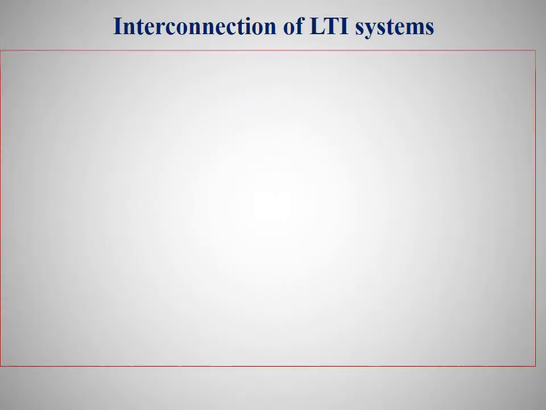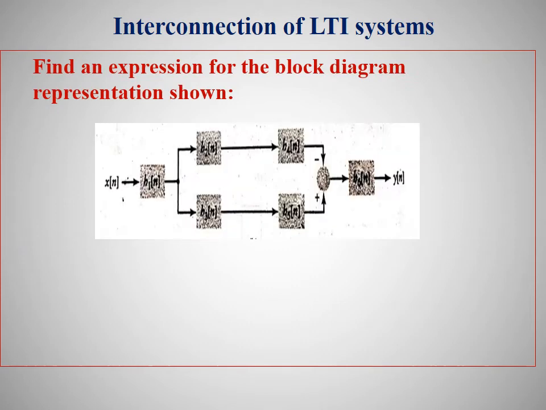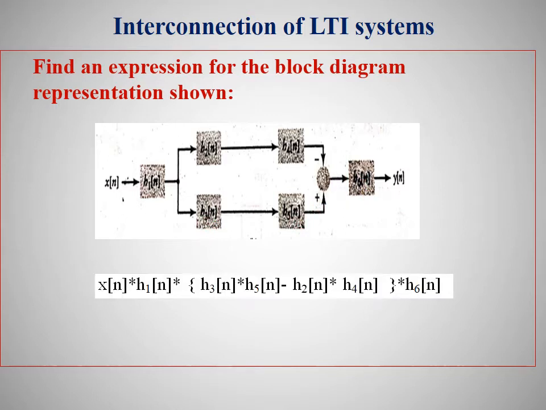Let us consider one more problem to find out an expression for the block diagram shown. Here the block diagram shown is h1 of n, here it is h2 and h4 with a negative sign here, here it is h3 and h5 with a positive sign, and this is h6 of n.